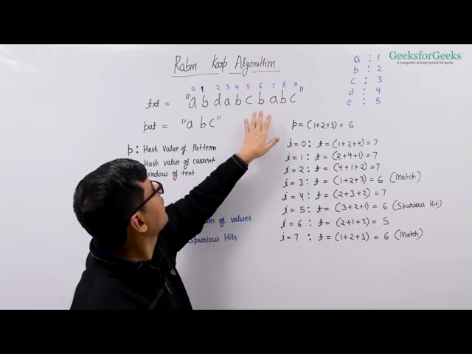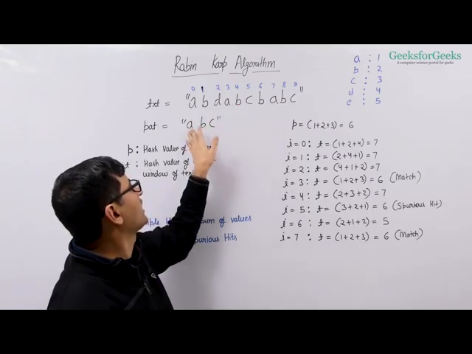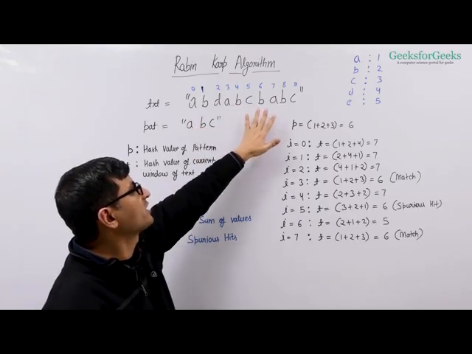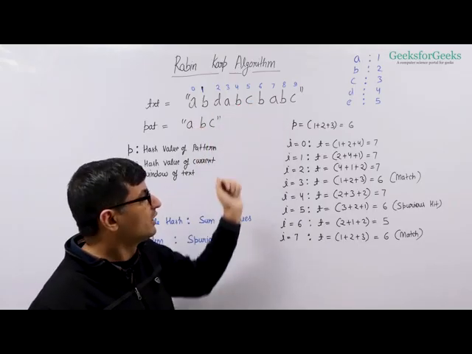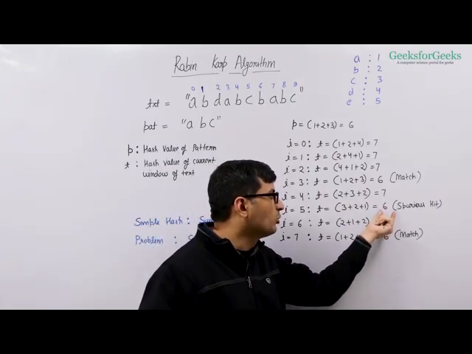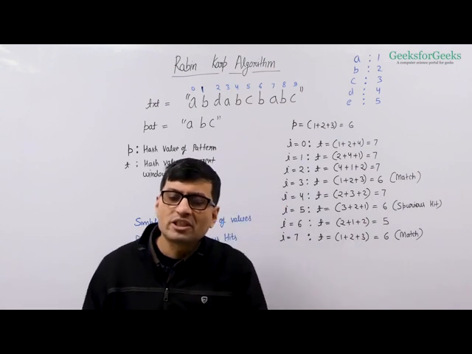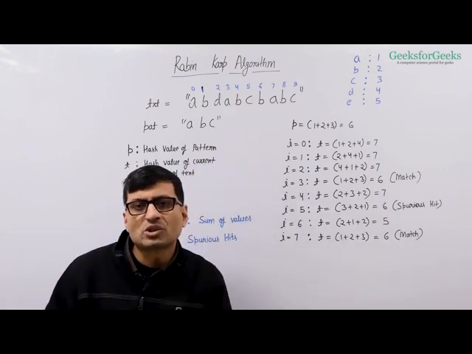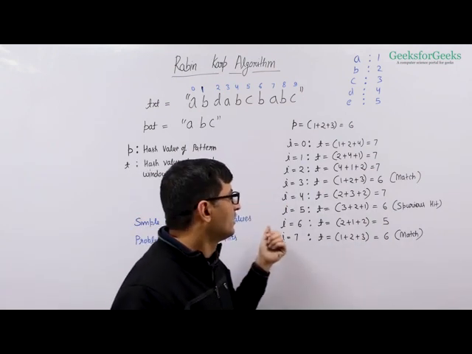For example, you will match C with A, and at this point only you will realize that this is not a valid match. And this particular hash value match is called a spurious hit. We matched the hash values, but characters were not matching, right?